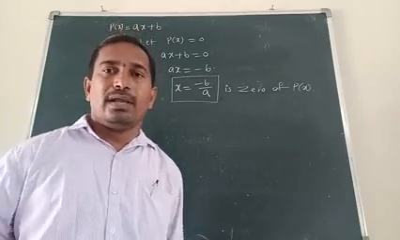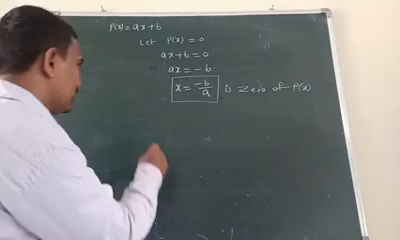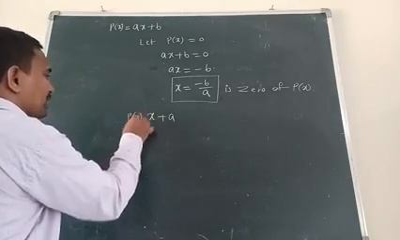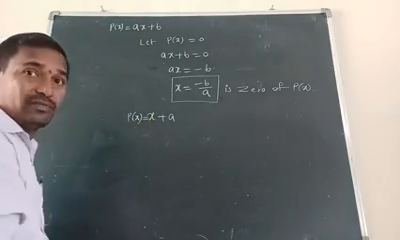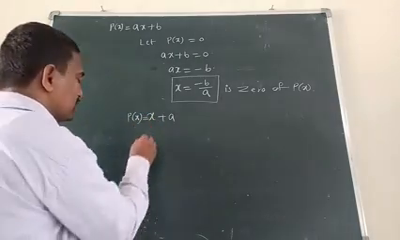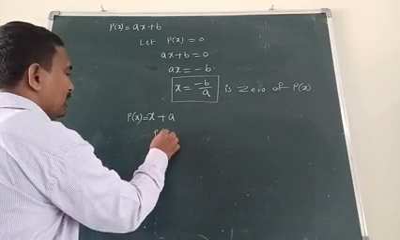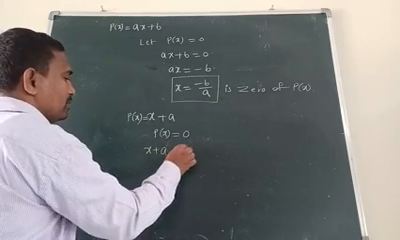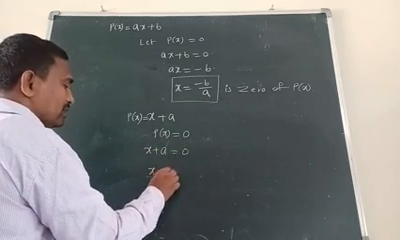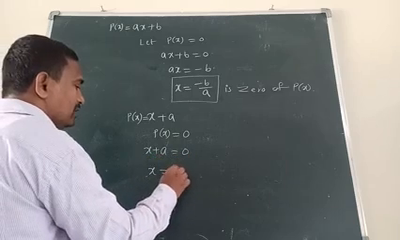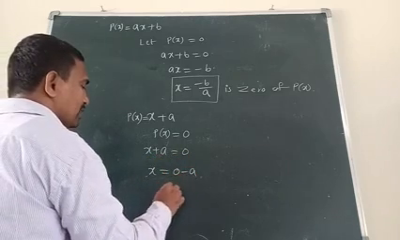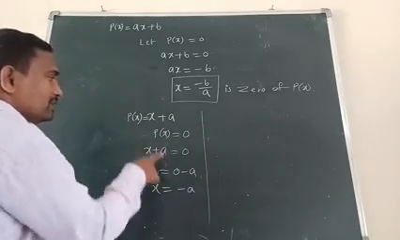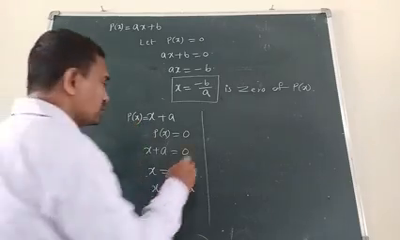Now, let us take another linear polynomial, p of x equal to x plus a. What is the zero of the polynomial? What are the steps? To find the zeros of the polynomial, take p of x equal to 0. That is x plus a equal to 0. That is x equal to 0 minus a, transposing to the right side. That is minus a. So x equal to minus a is the zero of the polynomial x plus a.